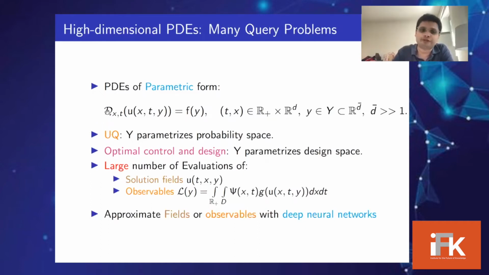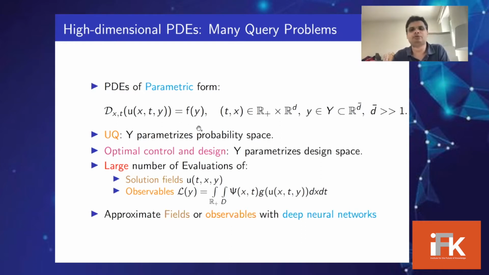So this is a differential operator. You can think of it as Laplace's operator, heat equation, Navier-Stokes, whatever is your favorite PDE. And it's a function of space, which could be three-dimensional. It's a function of time. It's also a function of parameters, for instance, which describe the probability space or which describe the design space. And these parameters can be tens of them or hundreds of them. And this is where the high dimensionality comes in.